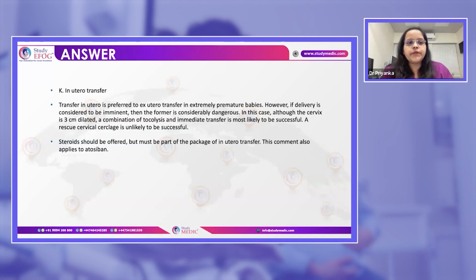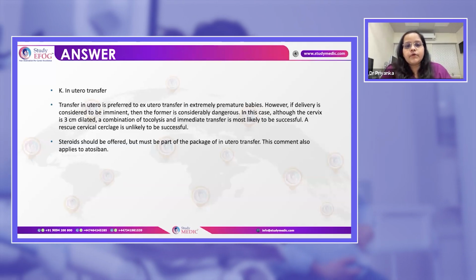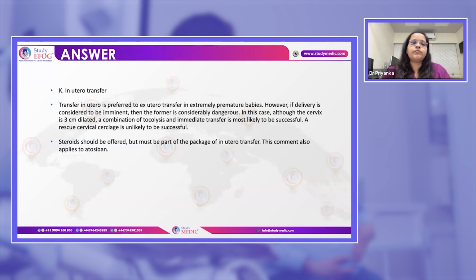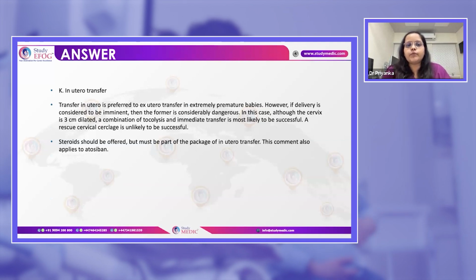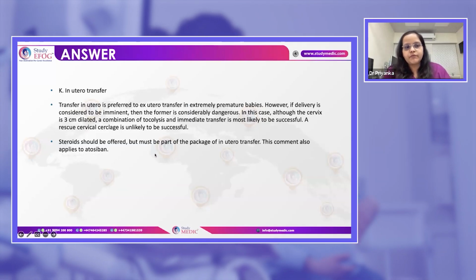Also, if there is an option, we need to give steroids for this patient when you are going to do an in utero transfer. So even if the delivery is not going to be delayed, steroids should not be missed. They should be given because they can be of some benefit if given.